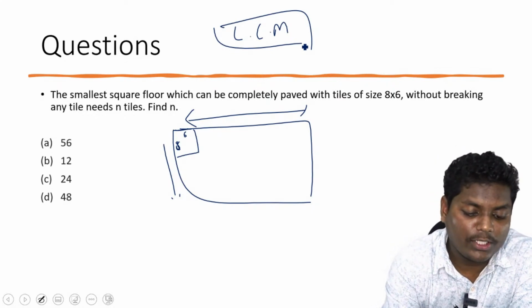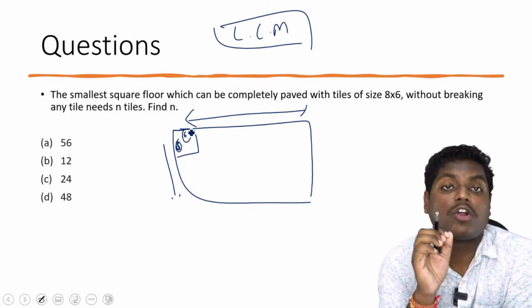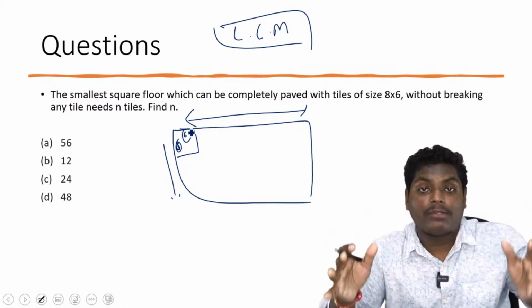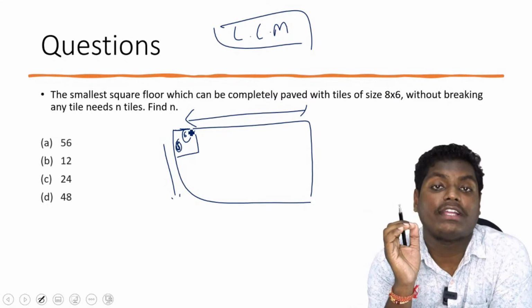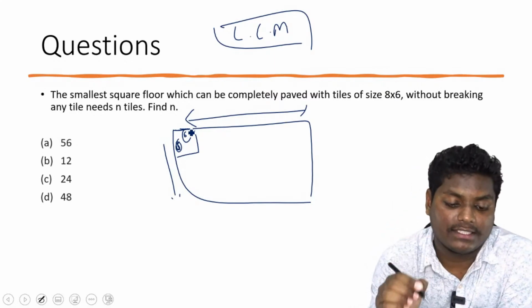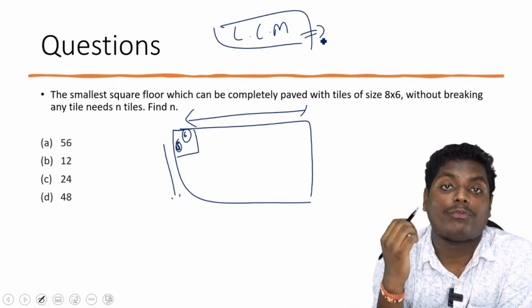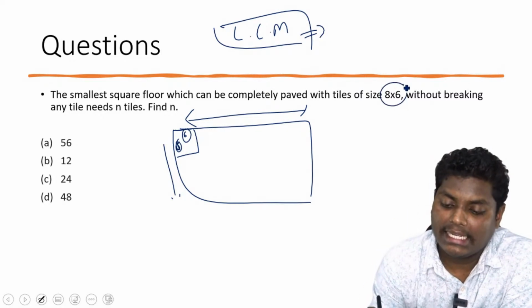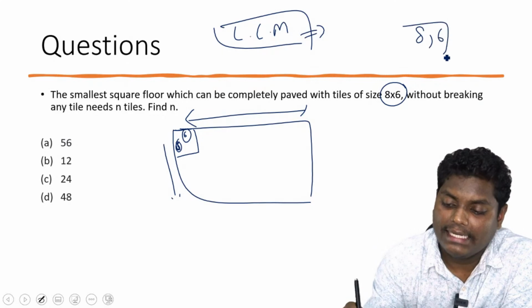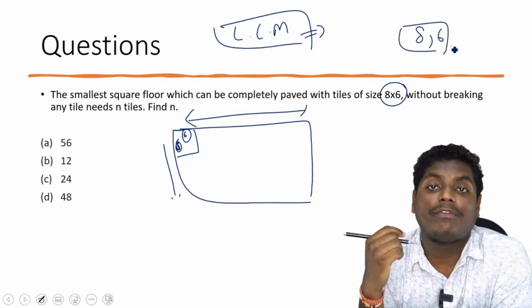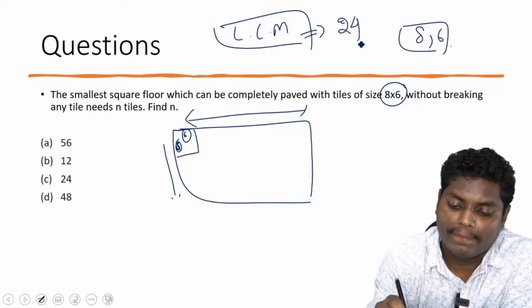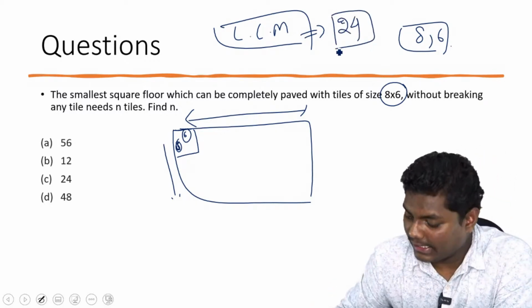So basically we want to find the least common multiple of 8 and 6, so that we can find the area, and accordingly we can calculate the number of tiles. So the way of doing this question is to find the LCM of the numbers that are given to us, 8 and 6. So what is the LCM of 8 and 6? The LCM of 8 and 6 will be 24. This is the least common multiple that we can get.